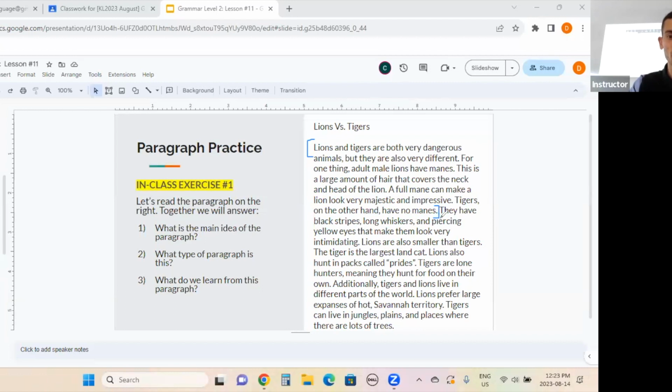Lions and tigers are both very dangerous animals, but they're also very different. For one thing, adult male lions have manes. Okay, I'll let you continue right here, where it says this is.